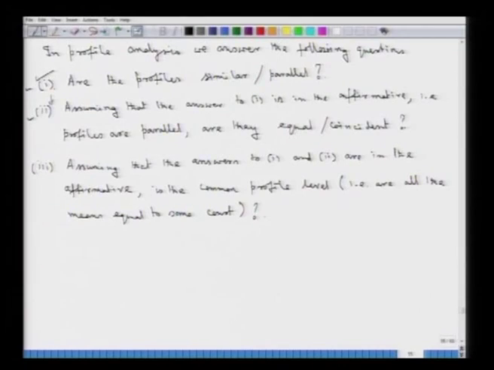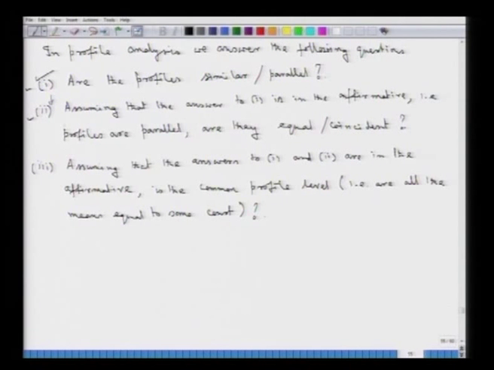Now, if at this particular point, after acceptance of the parallelity of the profiles, we come here and we say that, well, the profiles may appear to be parallel, but they are not equal. If we answer in that way, then we do not proceed to test or to answer this last question, whether they are having a level profile, because if they are not at all equal, then there is no question of having a common profile of the two groups, and hence we do not move on to the third question here.